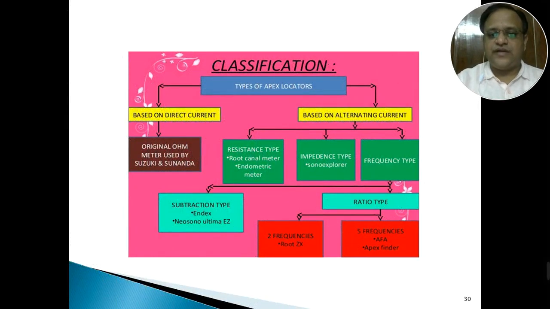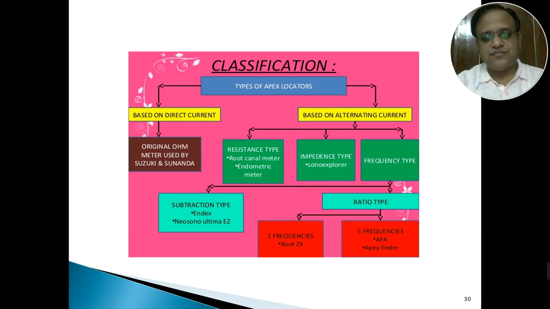So we have two types of classifications. The one that is shown here, please try to understand it. It is much easier. The types of apex locators were based on direct current. They were the first generation apex locators that were made by Suzuki and Sunada, and they are not used anymore because they were resistance based.